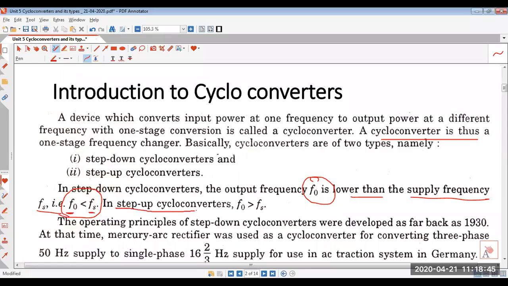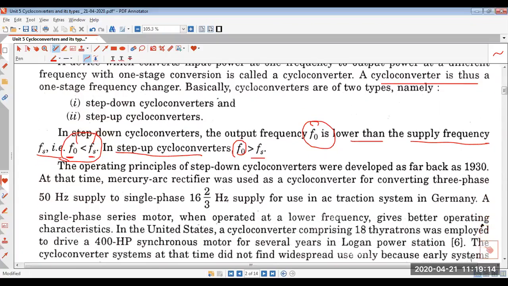In a step down transformer, generally the output is less than the input. But in step down cycloconverters, I mistakenly used the word transformer. In step down cycloconverters, the output frequency is less than the input frequency. And in step up cycloconverters, the output frequency is greater than the input frequency. Now, how do we achieve this phenomenon? How does a cycloconverter work? That is the next point that we will discuss.